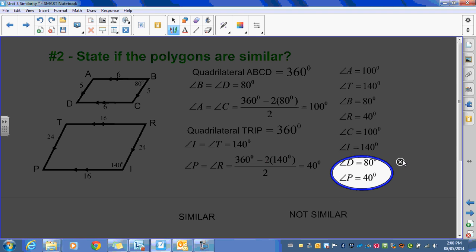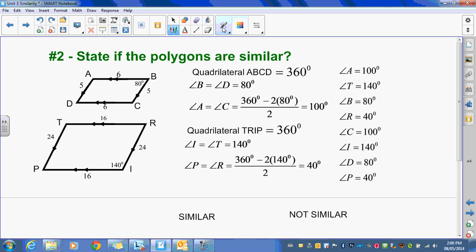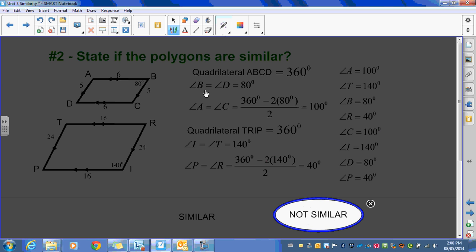So that means that our figures ABCD and TRIP are not similar. And if that's what you got, fantastic, you understand. Let's move on to the next slide.